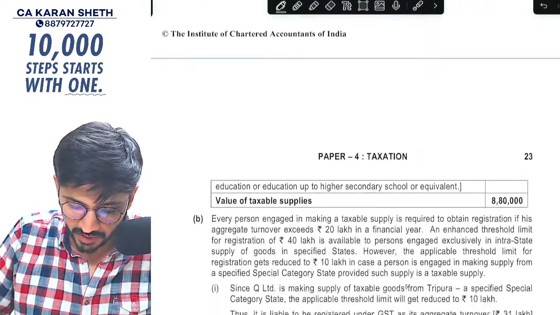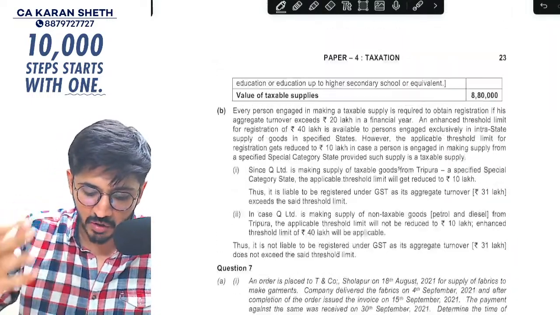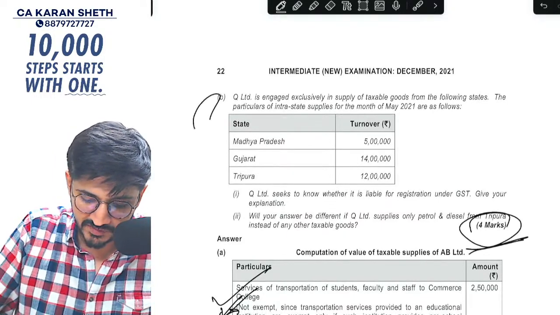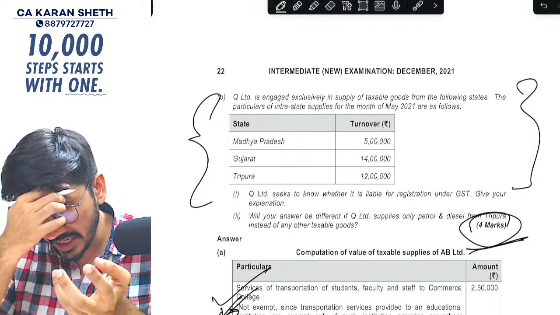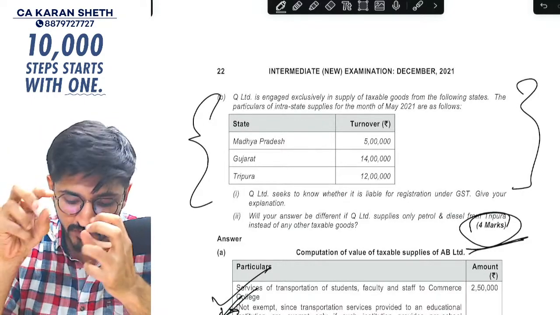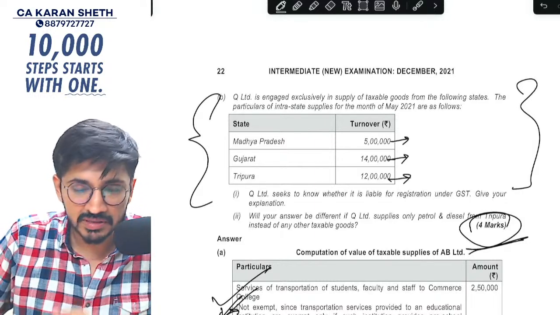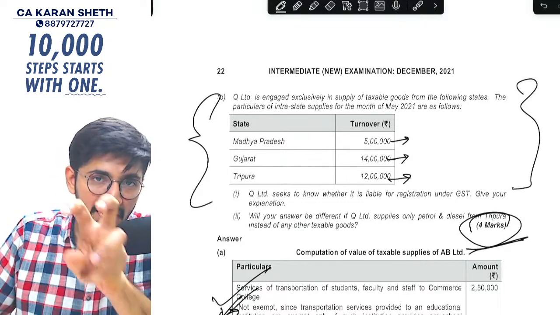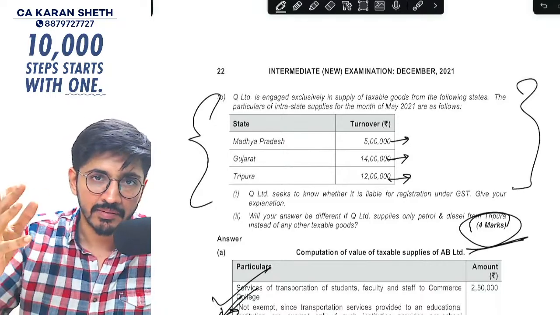Simple. Got it? Yes. And last comes, my dear friends, a 3 marker or a 4 marker question. If you can see, this is the 4 marker question specifically related to registration. Here, with respect to registration, there are issues. Why are there issues? Because Madhya Pradesh would attract a certain threshold limit, Tripura would attract a certain threshold limit, Gujarat would attract a certain threshold limit. I'm just saying, right?